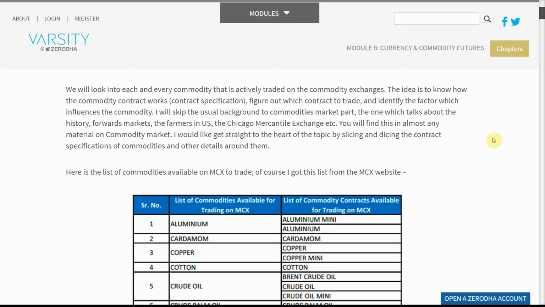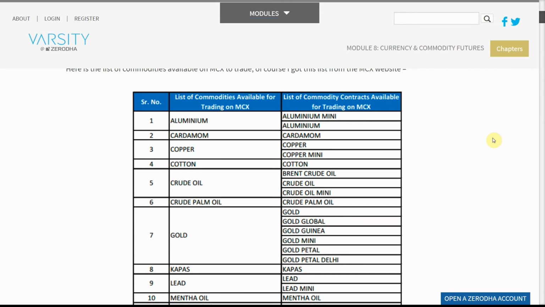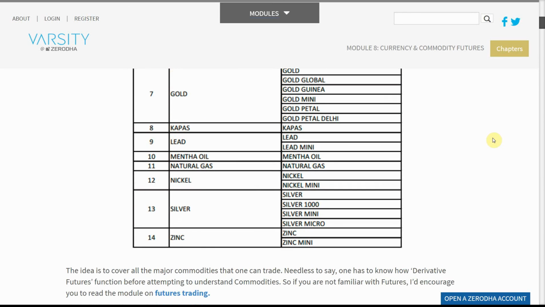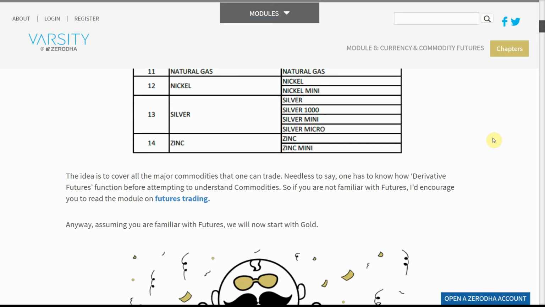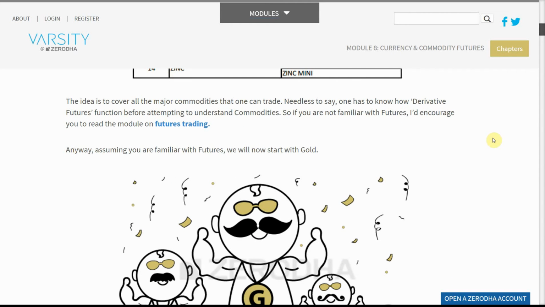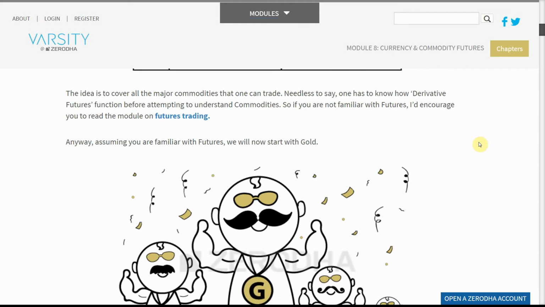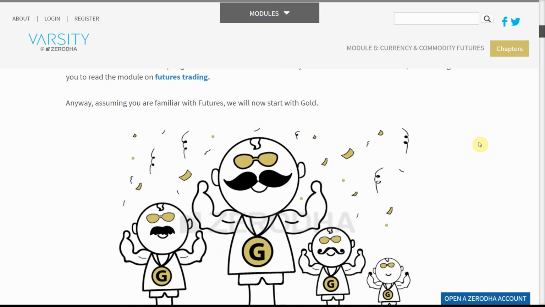Here is the list of commodities available on MCX to trade. Of course, I got this list from the MCX website. The idea is to cover all the major commodities that one can trade. Needless to say, one has to know how derivative futures function before attempting to understand commodities. So if you are not familiar with futures, I'd encourage you to read the module on futures trading. Anyway, assuming you are familiar with futures, we will now start with gold.